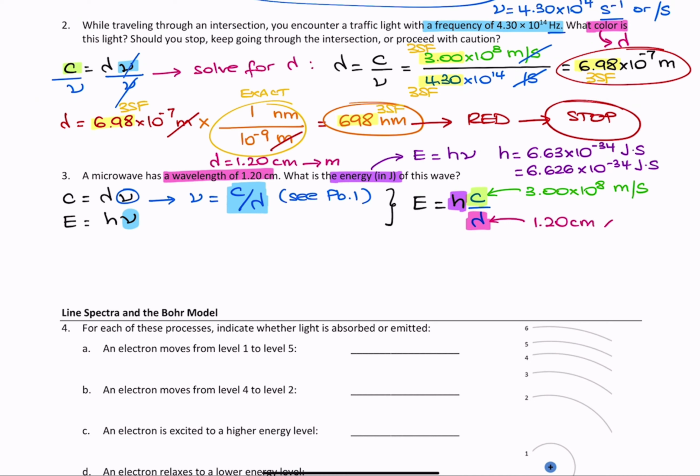1.20 centimeter times, cancel the centimeter, convert to meter. The centi is the prefix, so I put the 1 here, and in the opposite line, I translate centi as 10 to the negative 2. Therefore, lambda is equal to 1.20 times 10 to the negative 2 meter, since my centimeter cancels.